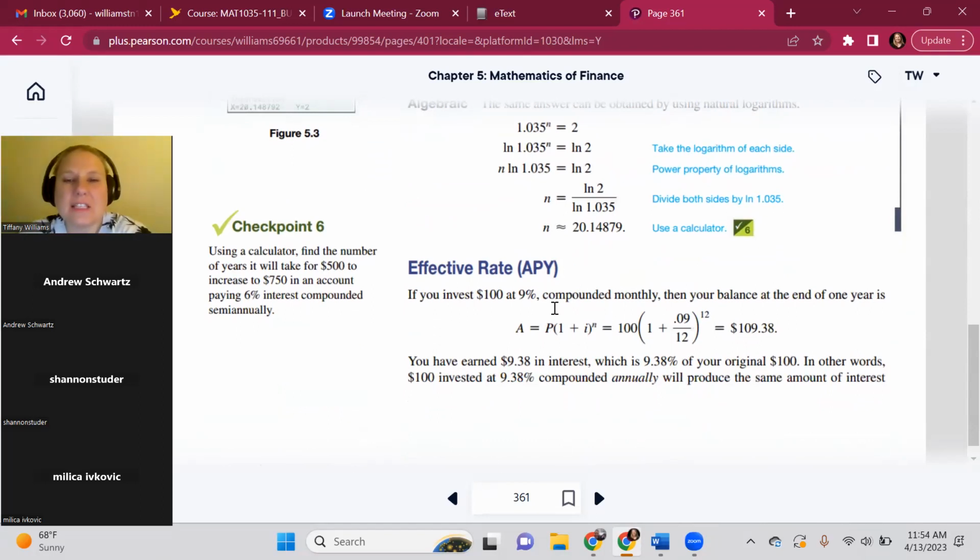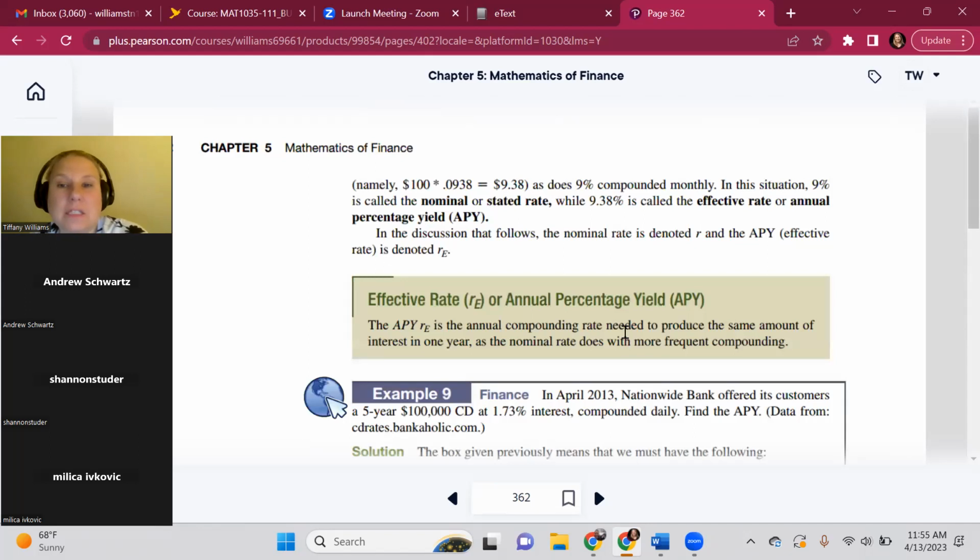So if you invest $100 at 9% compounded monthly, then your balance at the end of year is $109.38. You've earned $9.38 in interest, which is actually 9.38% of your original 100. In other words, $100 invested at 9.38% compounded annually will produce the same amount of interest as does 9% compounded monthly. In this situation, 9% is called the nominal or stated rate, while 9.38% is called the effective rate or annual percentage yield, APY.